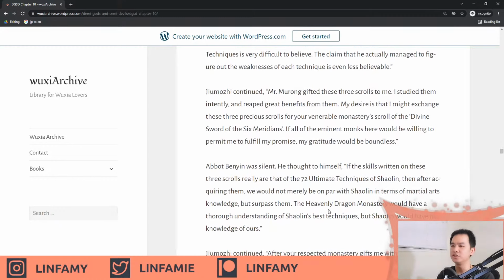Jiumozu continued, "Mr. Murong gifted these 3 scrolls to me. I studied them intently and reaped the great benefits from them. My desire is that I might exchange these 3 precious scrolls for your venerable monastery's scroll of the divine sword of the 6 meridians. If all the eminent monks here would be willing to permit me to fulfill my promise, my gratitude would be boundless."